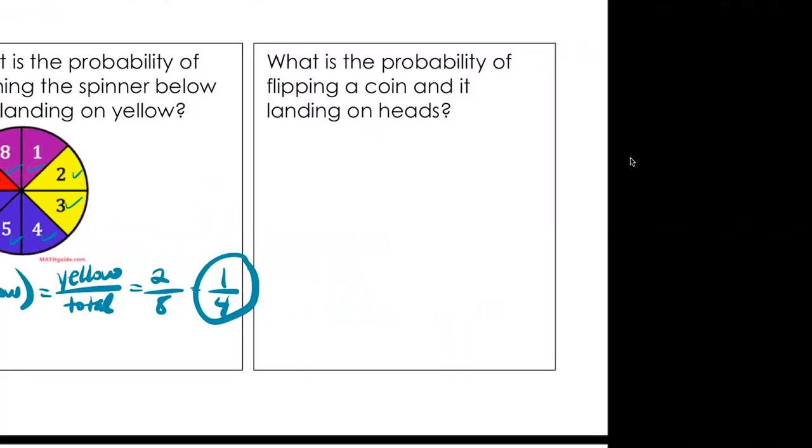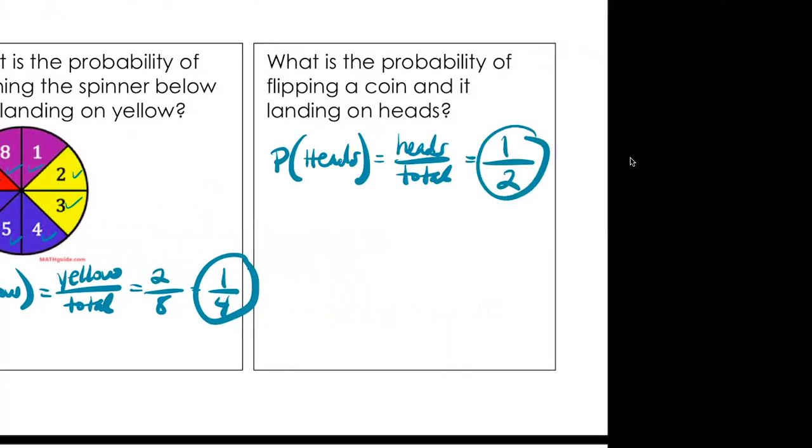What is the probability of flipping a coin and it landing on heads? No picture for this one, but we know what a coin looks like, so we don't need a picture. We're looking for probability of heads. That's going to be heads over total. How many heads are on a coin? 1. How many sides are on a coin in total? 2. So the probability of flipping a coin and it landing on heads is 1 out of 2. We cannot simplify that. That's in simplest form.